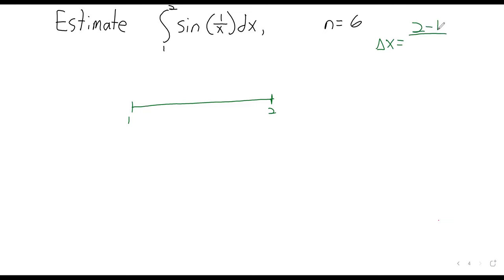B minus A divided by n is 1/6. And this is going to go smoother if we get a common denominator. 2 is 12/6, 1 is 6/6. So we'll start by dividing this interval into equal sizes. We start with 6/6. Then 7/6, 8, 9, 10, 11, and we end at 12.